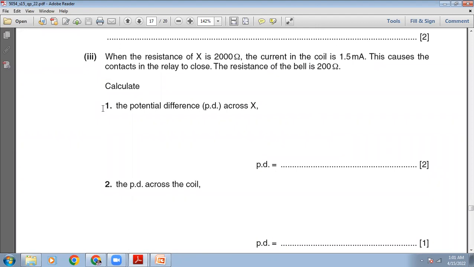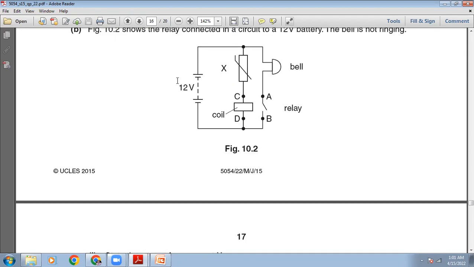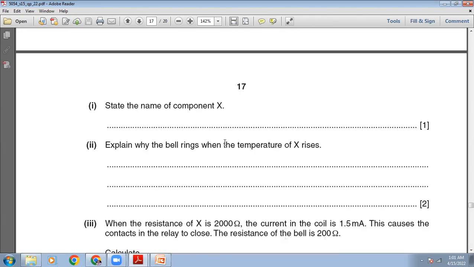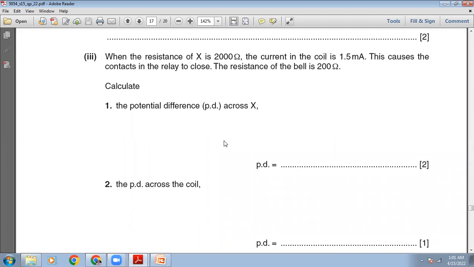When the resistance of X is 2000 ohm, the current in the coil is 1.5 milliampere. This causes the contacts in the relay to close. The resistance of the bell is 200 ohm. Calculate the potential difference across the X. You know the current flowing through the X, and you know the resistance of the X. So very easily we can find the potential difference. V equals IR. They are talking about this X. We know its resistance, 2000 ohm. We know the current flowing from here, and that is 1.5 milliampere. So very easily we can find it.